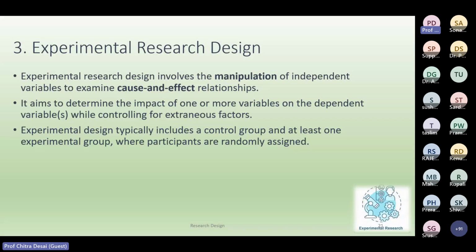So we know that we have dependent variables and independent variables. How these independent variables impact the dependent variable, and to what extent, and then our graphs and all those things. It includes control groups and at least one experimental group where participants are randomly assigned. It also allows researchers to make causal inferences by comparing the outcomes between the groups.